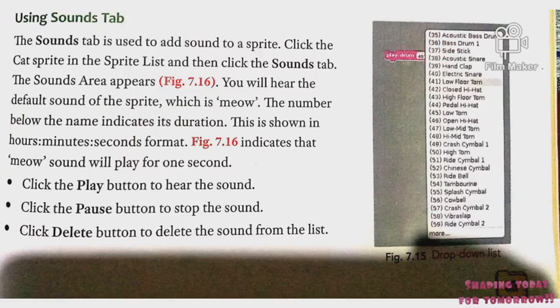Click the cat sprite in the sprite list and then click the sound tab. So students, if you want to add sound, you have to click on the sound tab. First of all, you have to click on the cat sprite in the sprite list and then click on the sound tab. The sound area appears.